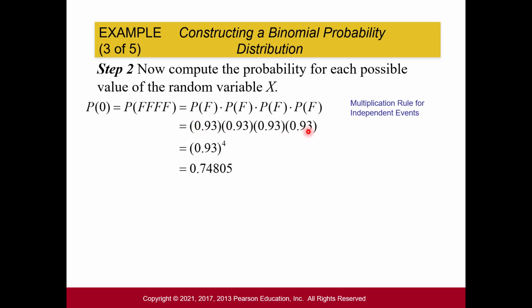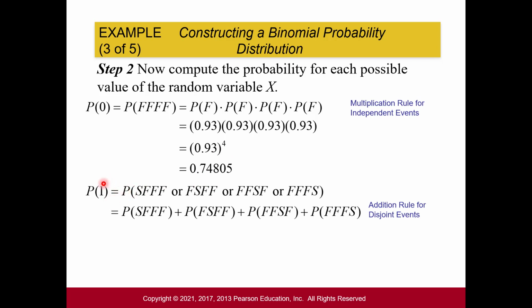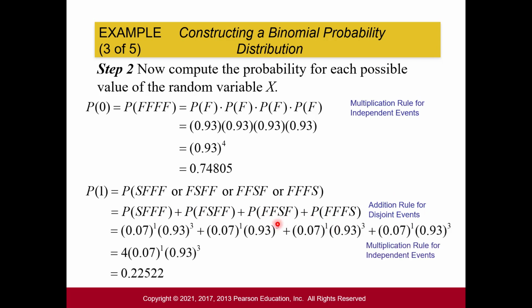And so this is just repeated, so you can just use an exponent to get 0.74805. Now we move on to the probability of one success. This can happen 4 different ways. So the success could be done in the first trial, second, third, or fourth. And so our addition rule that we learned before for disjoint events, we add our individual probabilities of the 4 possibilities. And then now we combine 2 things here, our addition rule with our multiplication rule.